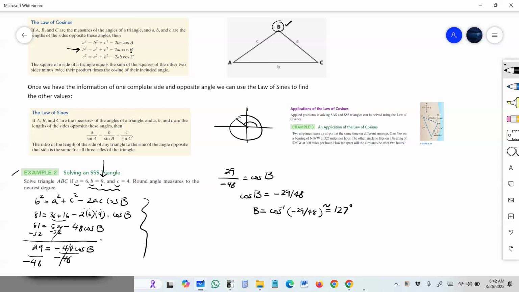So I found this angle, and now I have all three sides. All I have to do to solve this triangle is find two more angles. I could use the law of cosines, this formula, to find the angle A, but I suspect it is easier to use the law of sines, because the formula is a little bit easier.